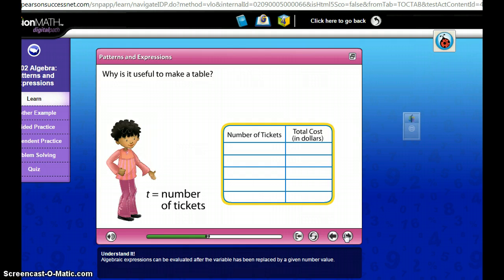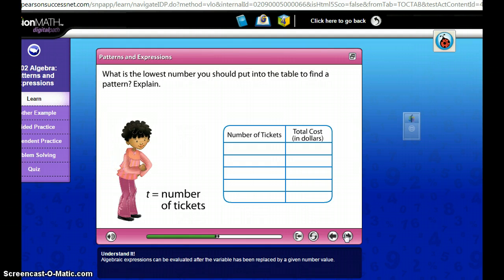Why is it useful to make a table? It organizes the data so that you can look for a pattern. What is the lowest number you should put into the table to find a pattern? Explain. What is the lowest number you would put in? Claire? Let's say for this problem. Probably like 1 person and $4. Okay, you could do 1 as the lowest.